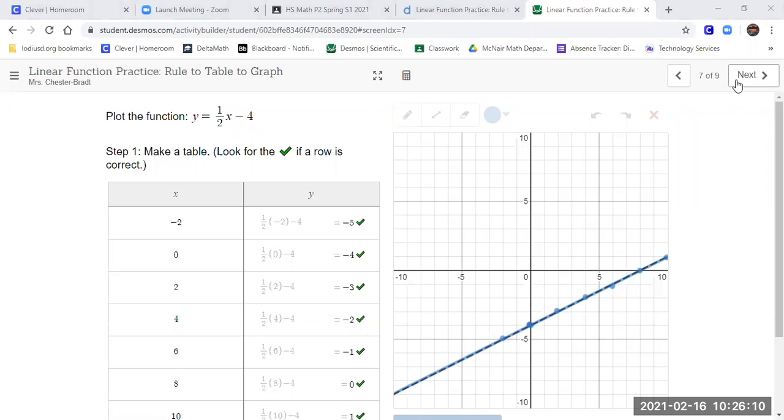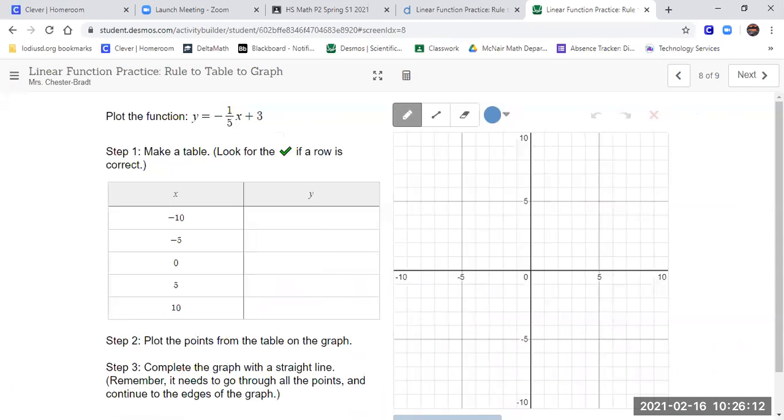Questions so far? Because of the cut and paste thing, it makes it so much easier.